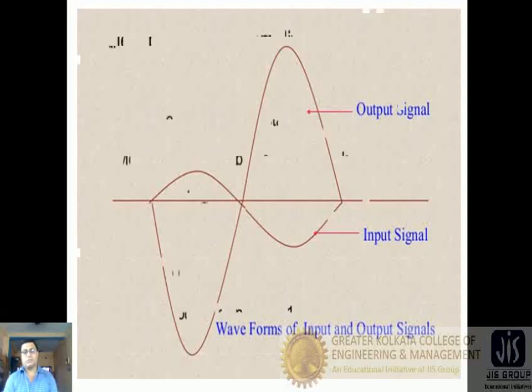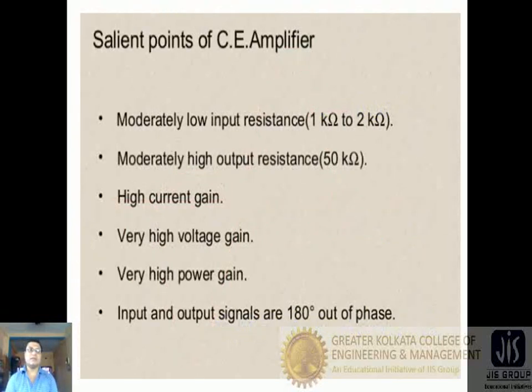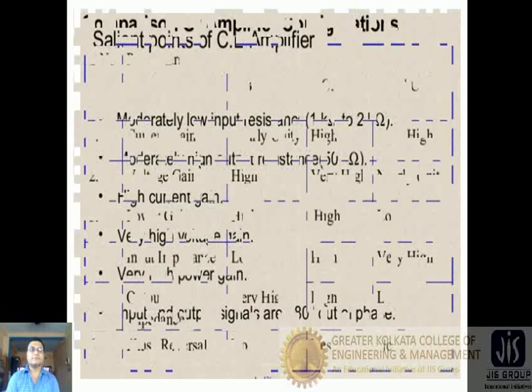So we'll move forward. Salient points of common emitter amplifier: the moderately low input resistance, in the order of 1 kilo ohm to 2 kilo ohm. Moderately high output resistance, in the order of 50 kilo ohm. The high current gain, the very high voltage gain, very high power gain, and between the input and output signal, there is a 180-degree phase shift of the output to input.